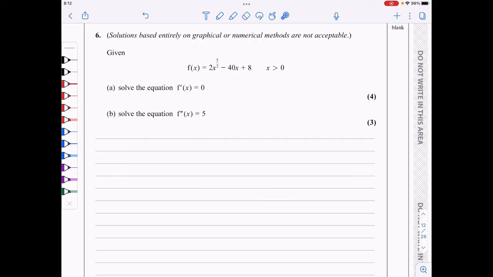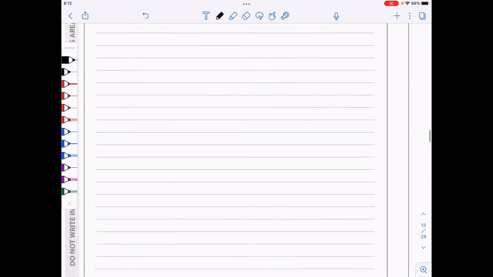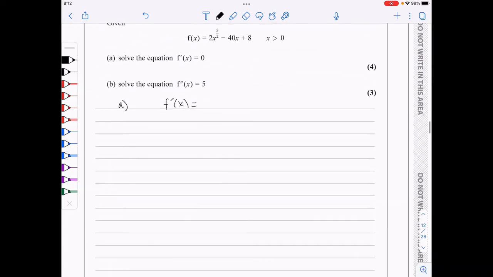In question 6, we need to solve the equation f dash of x is 0. We have f of x here, so I will start by differentiating. I get the power down, so 2 times 5 over 2. I deduct 1 from the power to get 3 over 2, minus 40. So this is 5x to the 3 over 2 minus 40, which I set equal to 0.